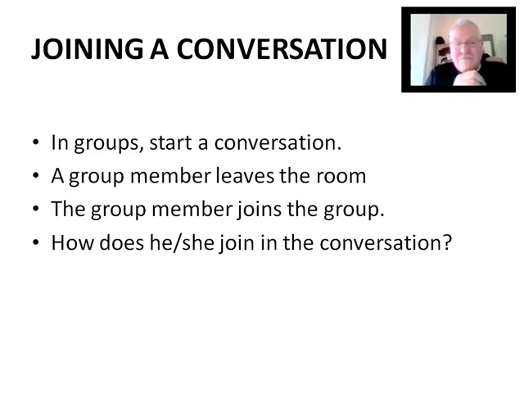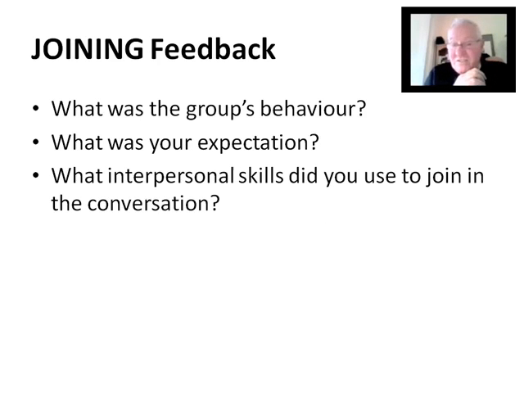The first piece of feedback is, what is the group's behavior? Did they acknowledge the outsider? Did they welcome the outsider? Remember, they had instructions not to do so. Or did they completely ignore the outsider? What was the outsider's expectation? Did he or she expect the group to welcome him or her? Was there an expectation that they'd be interested in what the outsider had to say? The answer is presumably not. So what interpersonal skills did you use to join in the conversation?